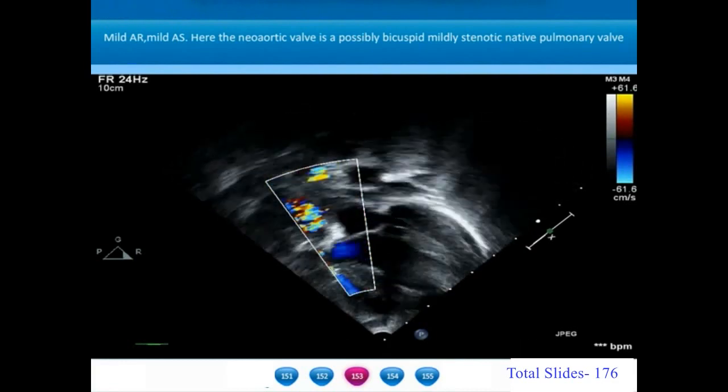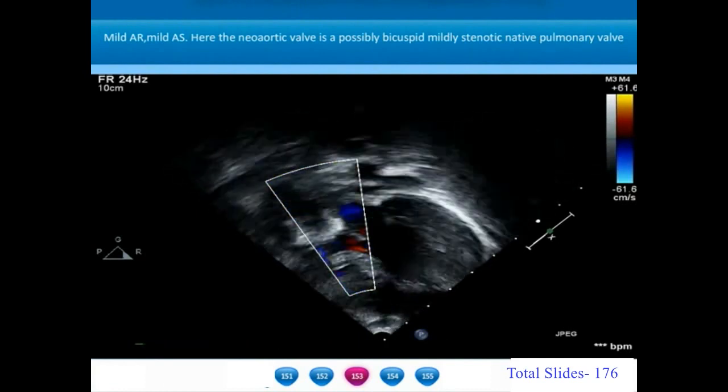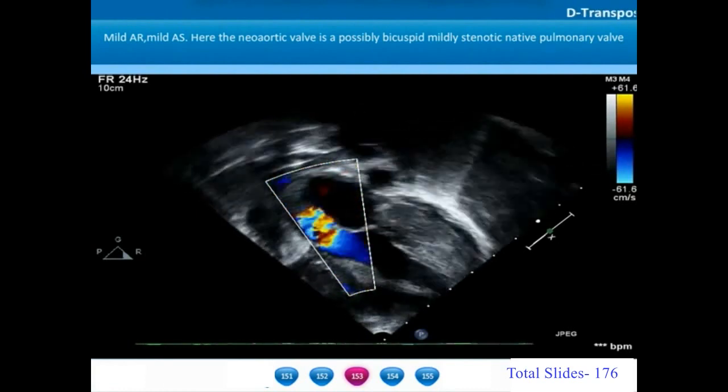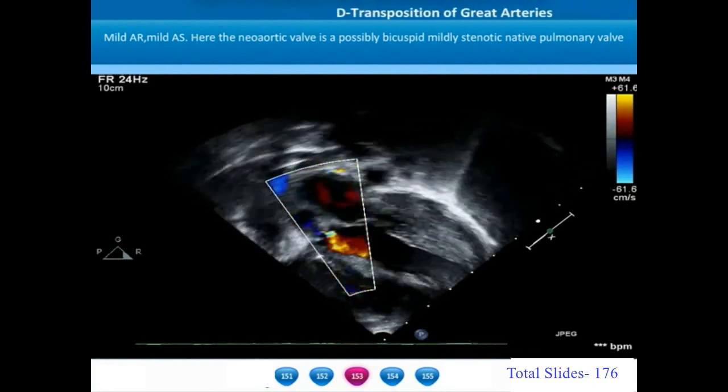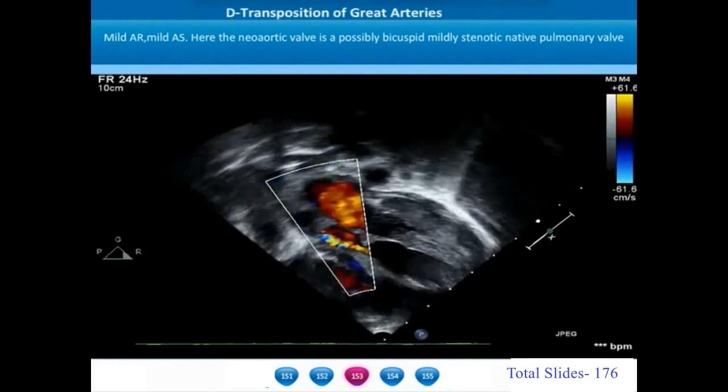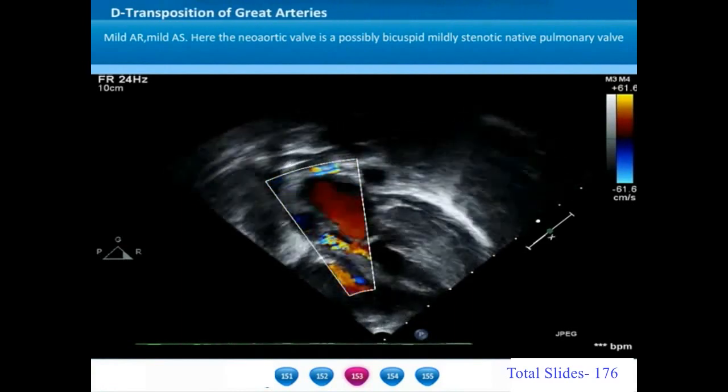tract obstruction. In this example, a previously bicuspid pulmonary valve has now become the aortic valve, and that is causing a mild flow turbulence in the left ventricular outflow tract.